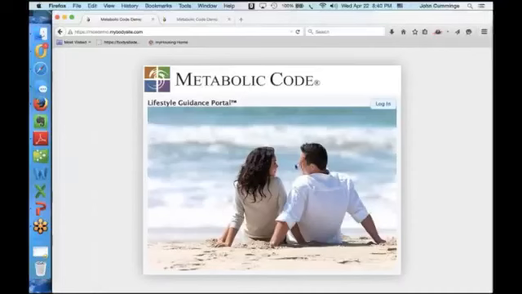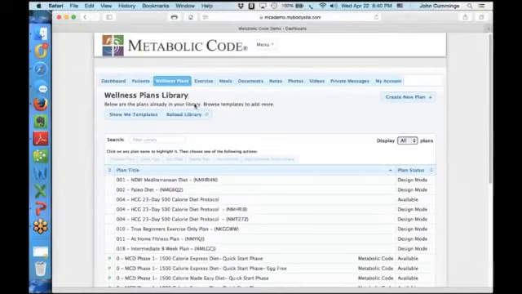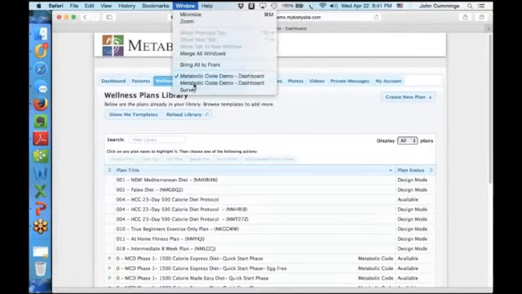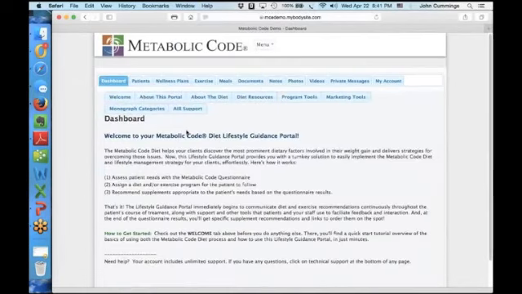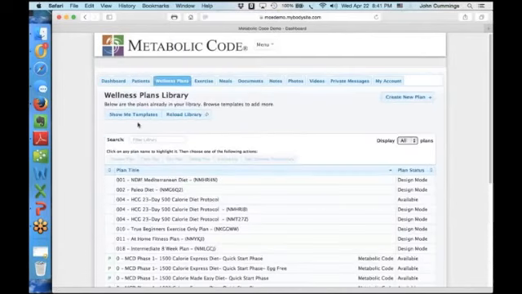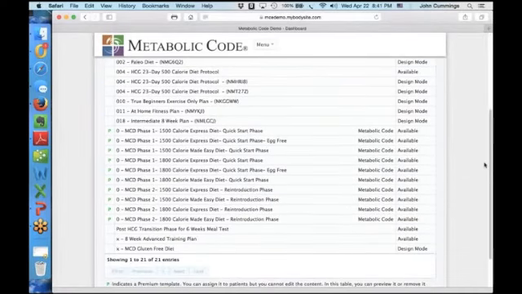So here's a typical login screen. This can be branded with your practice name. This is currently branded as the Lifestyle Guidance Portal brand. And essentially what will happen is you'll log into your portal, and the first thing you'll see when you do is your own dashboard of information that relates to how to use the portal. And the main functions of it are pretty simple, actually, although it's a really big content management system. And what you'll have is a whole list of wellness plans available to you which are ready to go and able to be deployed in literally seconds.